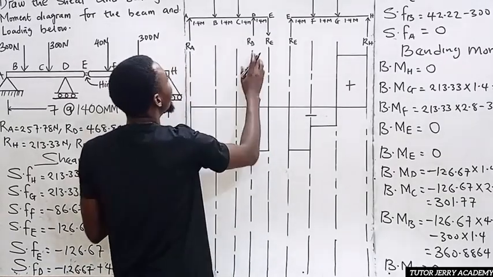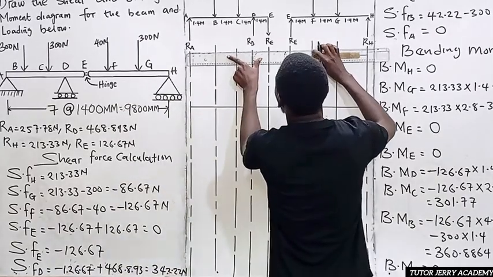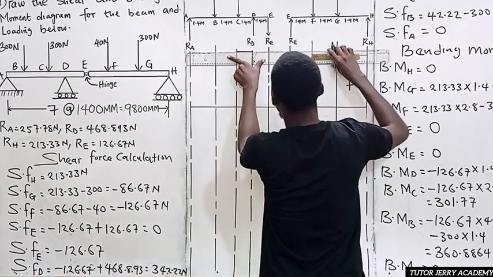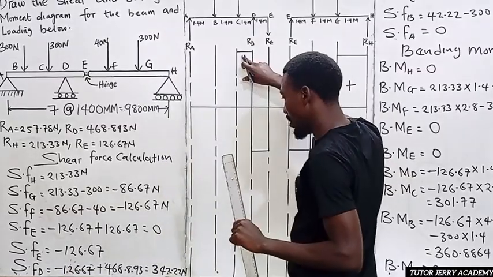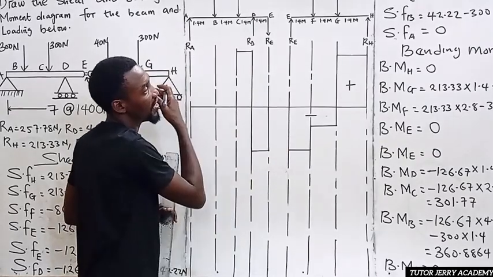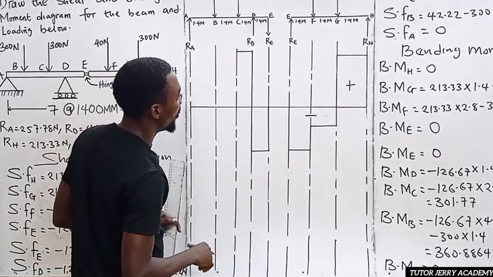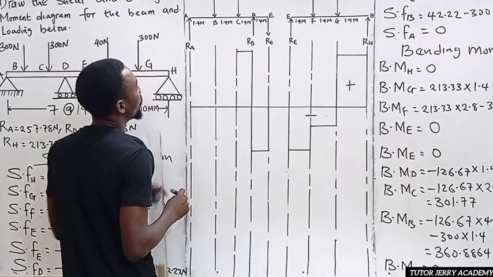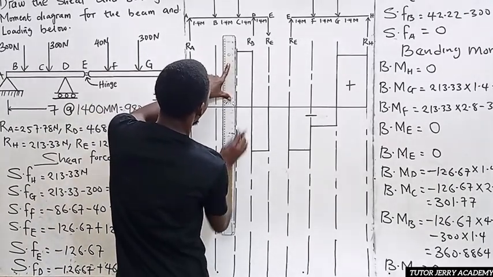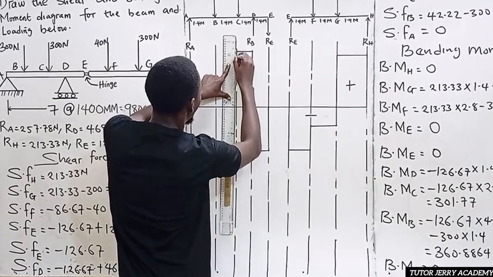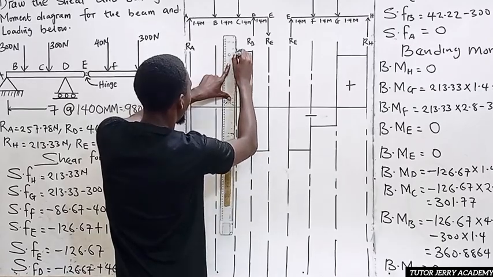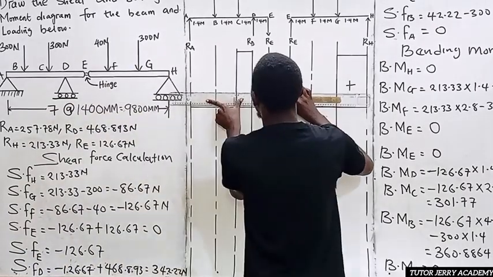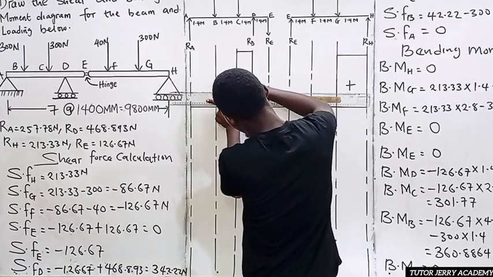All right. So now between D and C, we don't have any load. So let's draw a straight line here. All right. So now at point C, the shear force is what? 42.22. So 42.22 will be somewhere around here. So let's draw this line down here. All right. So now between D and C, we don't have any load. So we are going to join that with a constant line.